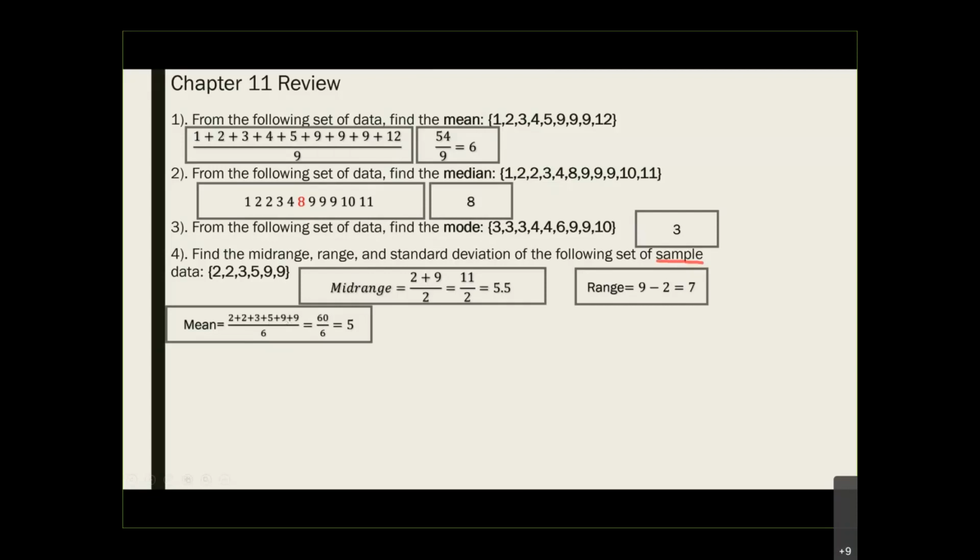Yeah, 30 divided by 6 is 5. The answer is right, but the 60 is not. Sorry for the typo. Again, the first thing we need to do is find the mean.